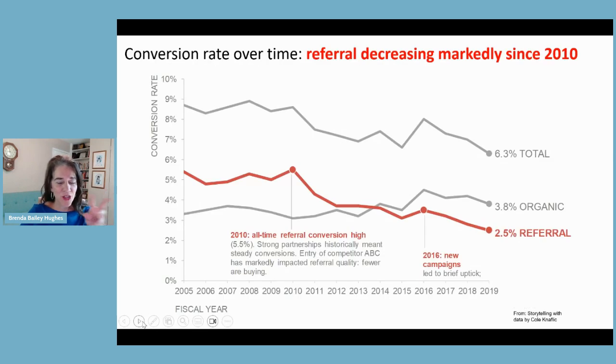And there I changed the title again. I want to point out, I want to make this into more than just a placeholder. Conversion rate over time, placeholder, didn't tell us anything. Referral, whatever that means, are referral leads. Maybe these are different types of leads that salespeople get. The referrals decreased markedly since 2010. Now I'm actually telling a story.